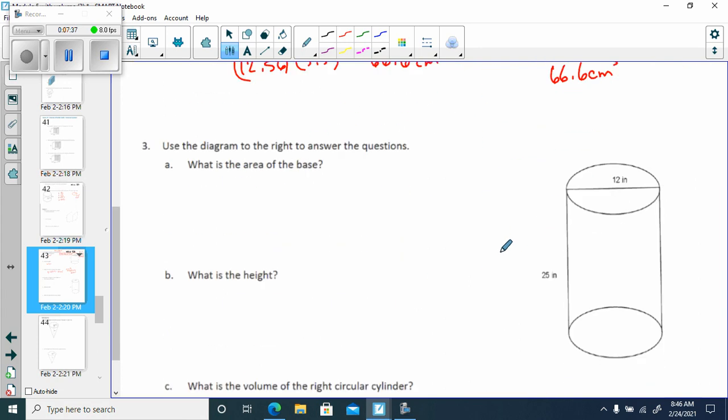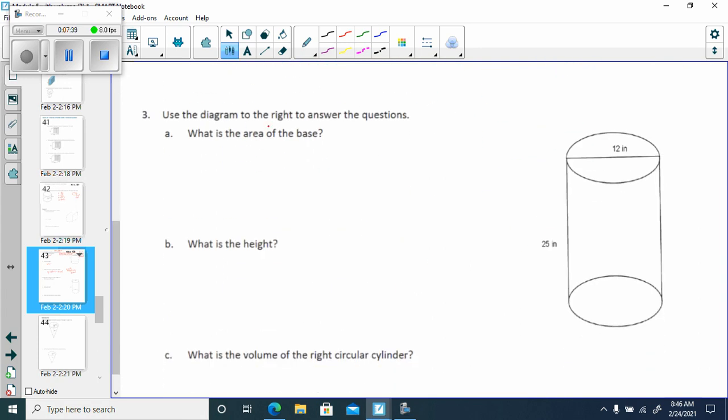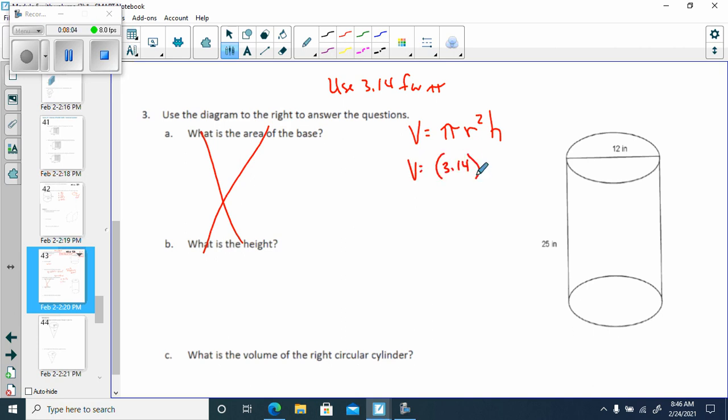Okay? So on this one, number 3, we're not going to do all of that. We're just going to use the regular formula. Volume of a cylinder is equal to pi times the radius squared times the height. In this case, we're going to use 3.14 for pi. The volume then is, we substitute 3.14 in for pi.